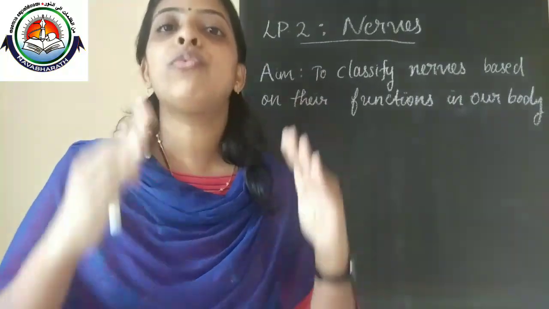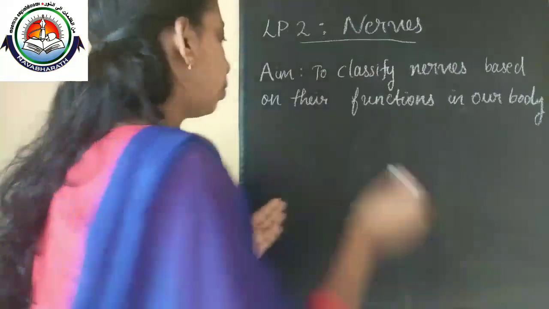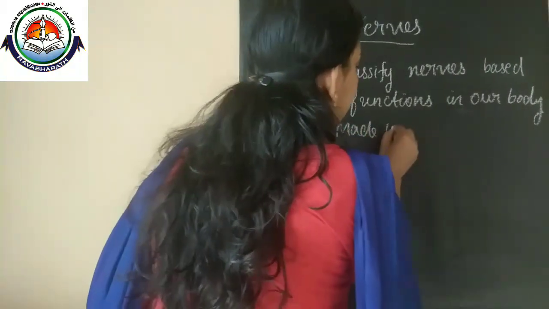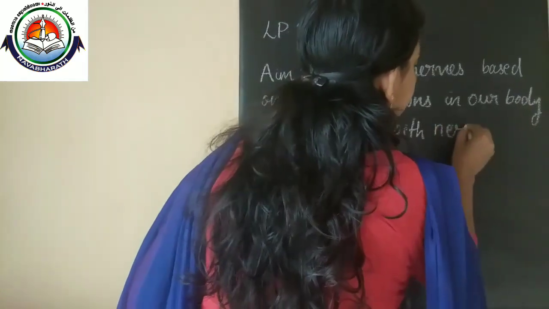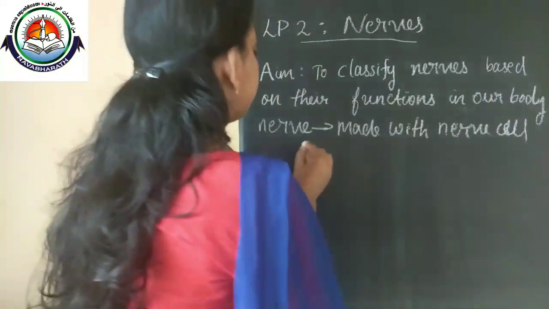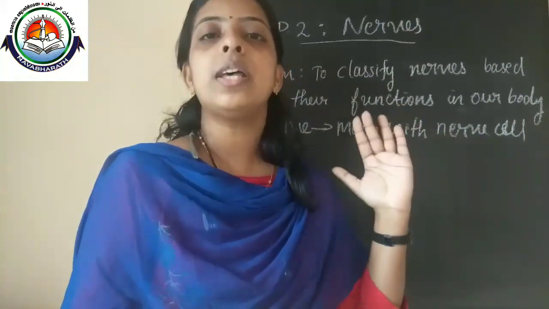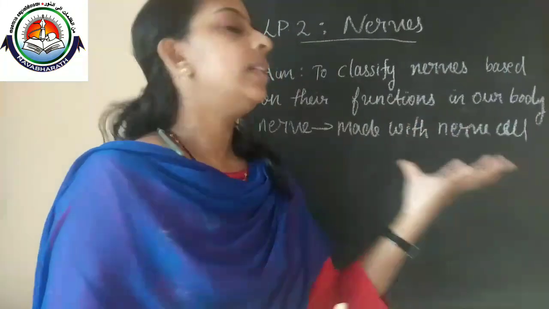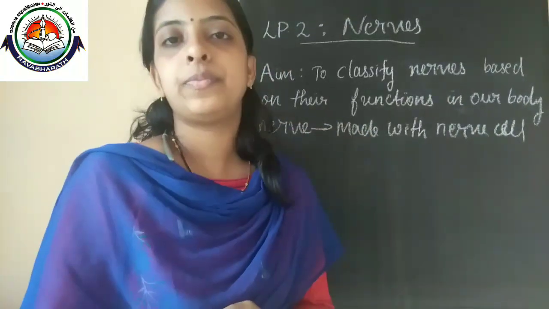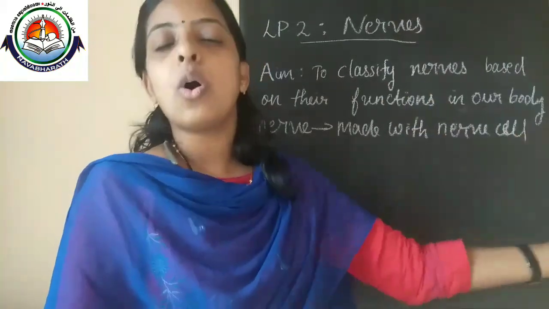So what is a nerve? A nerve is made up of nerve cells or neurons. Here we can write: nerve is made with nerve cells, another name for which is neuron. The combination of nerve cells, or neurons, makes a nerve. So our nerve is made with a number of nerve cells or neurons.